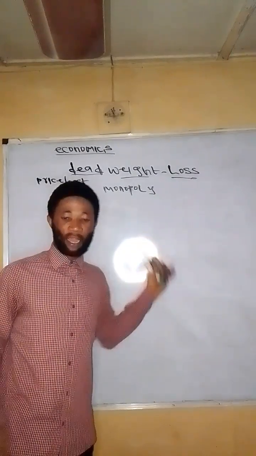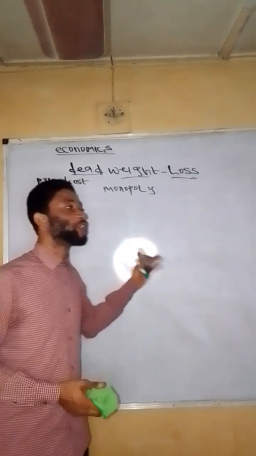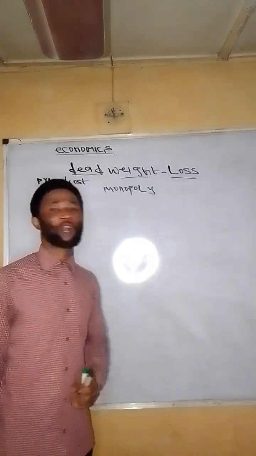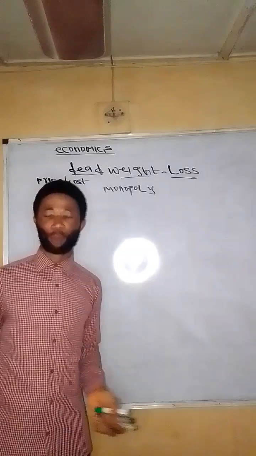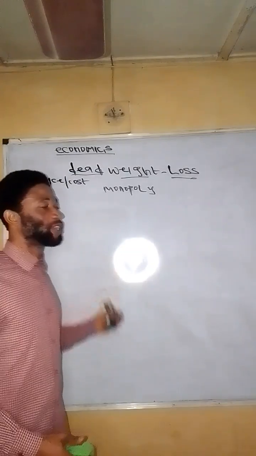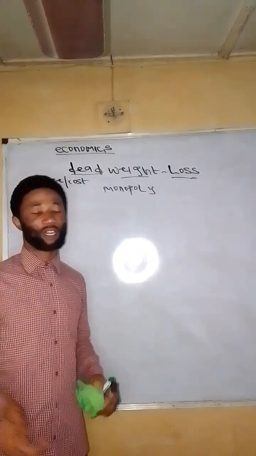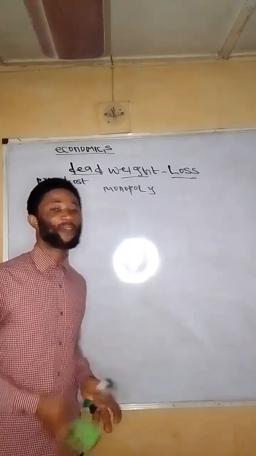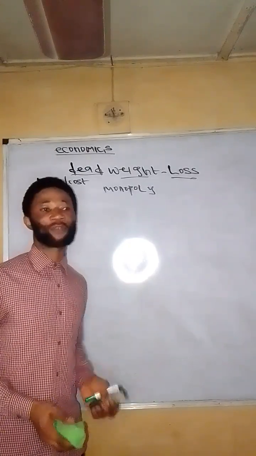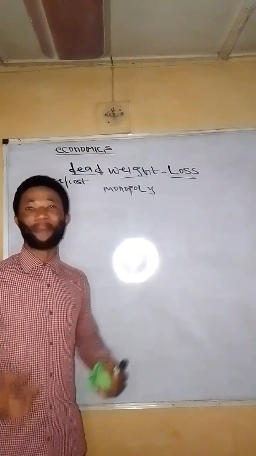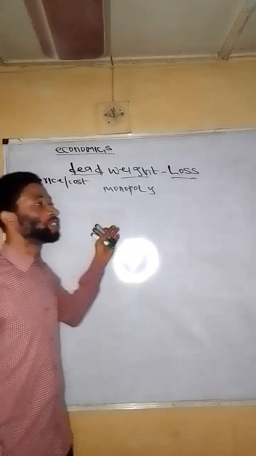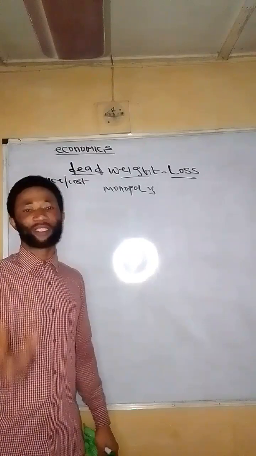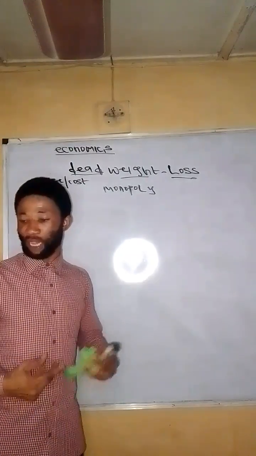Now, in my previous video, I told you the various factors that can cause deadweight loss. Number one is the existence of a monopoly. Another factor is price legislation. Another is imposition of tax by the government. Another is subsidy. The last factor is known as market failure. We are going to take each of these factors in turn and consider their consequences on consumer and producer surplus.